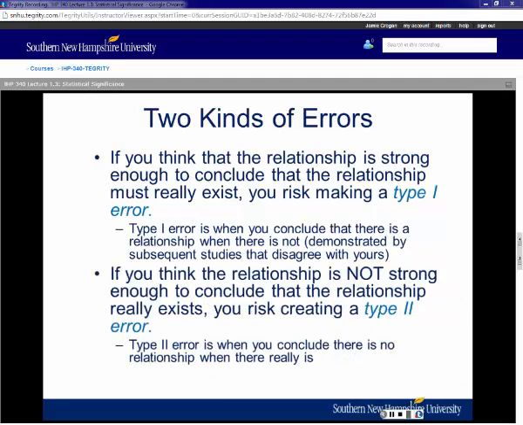The other kind is type 2. If you think the relationship is not strong enough to conclude that a relationship exists, so you're saying there is no relationship, you could be right or wrong about that. You risk creating a type 2 error. And a type 2 error is when you conclude there is no relationship when actually there is. But you don't know that until other people come along and replicate your study.